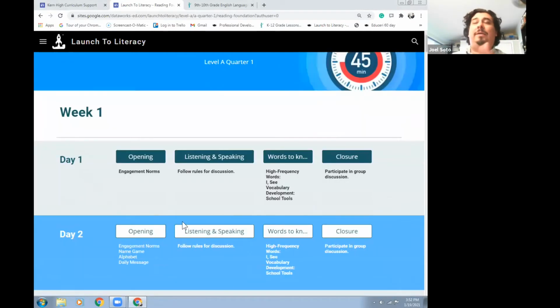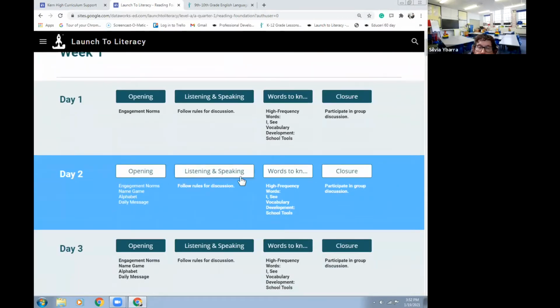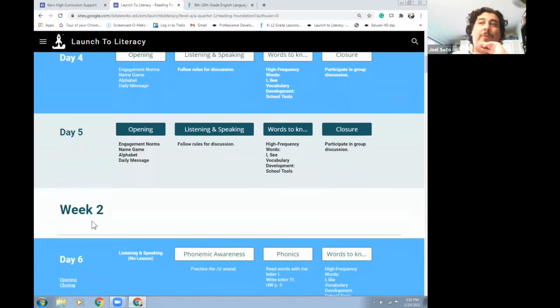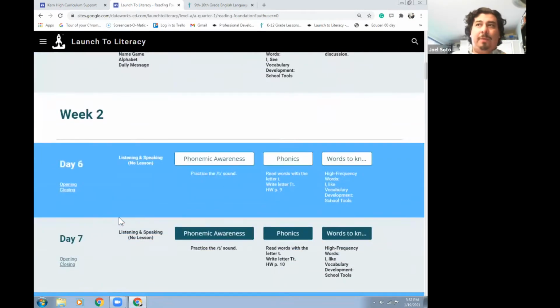Today's day one. Maybe I'm running out of time, so maybe I'm going to skip opening. I'm going to go to listening and words to know. Let me show you when we start the program here, and this is really neat. Okay, I'm going to start with day 6. Phonemic awareness and phonics. I'm going to click on those two, right? Day in the life of a teacher.